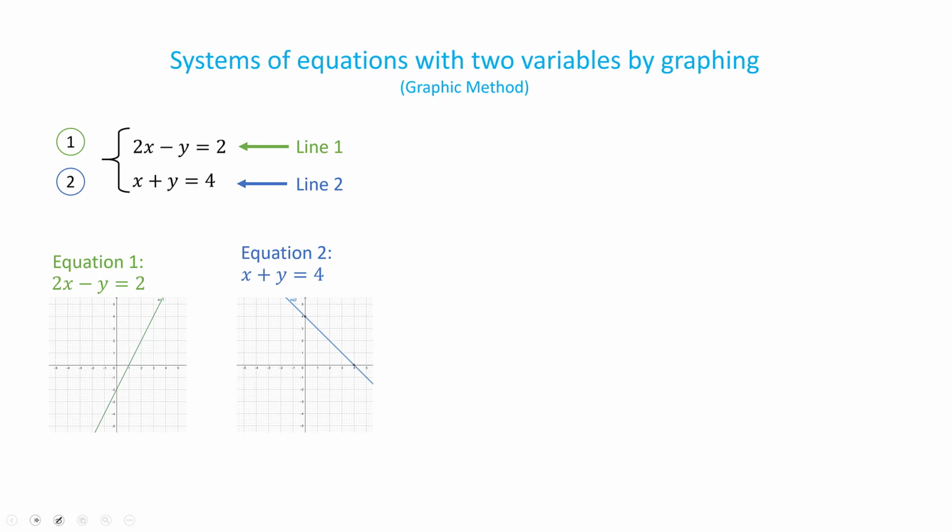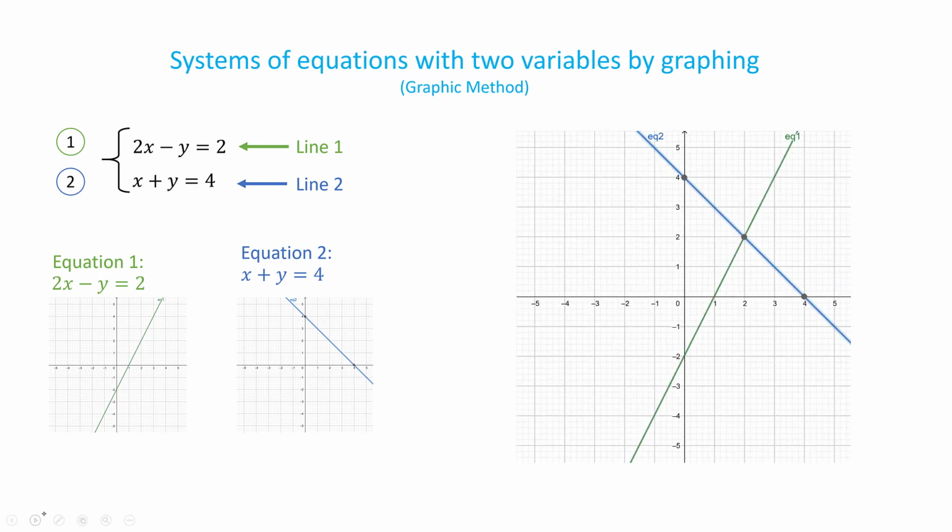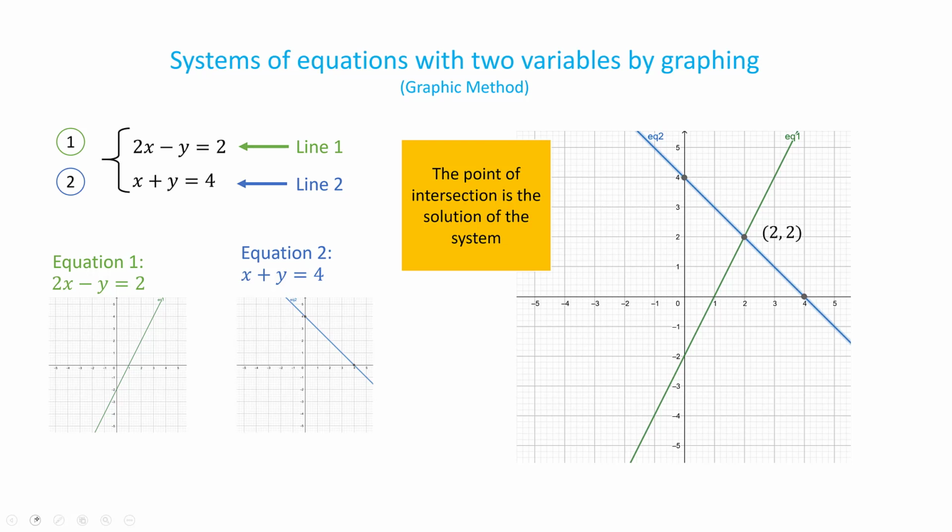Now I can graph both of the equations in the same Cartesian plane, and I'm going to get this graph that I have now on the screen. And we see that they cross at a point. That is called the intersection point. In this example, the coordinate where they cross is (2, 2). So this point of intersection is the solution of the system. In this case, the solution of this system is x equals 2 and y equals 2.